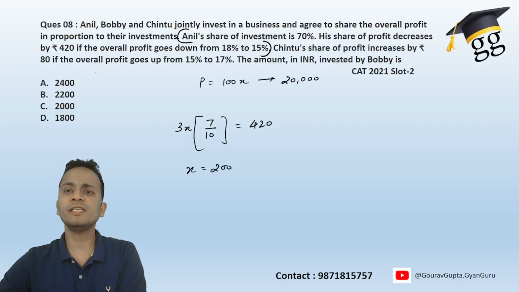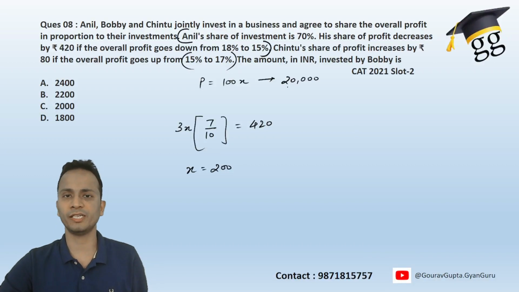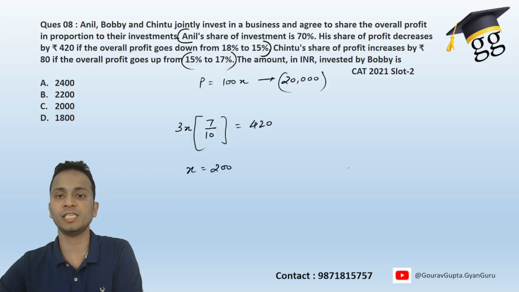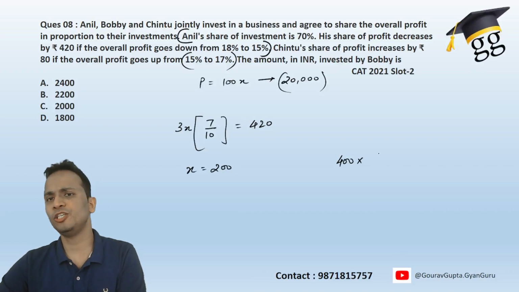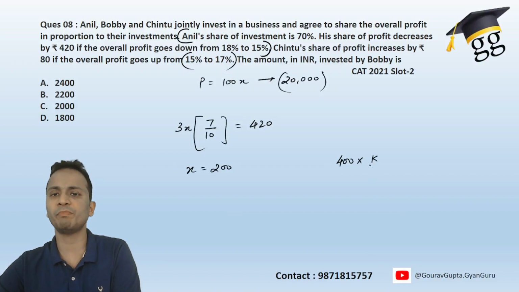Chintu's share of profit increases by rupees 80 when the profit goes from 15% to 17%. So 15% of 100x, or you can say 20,000, 17% of 20,000. So ये total investment हो गया 20,000, right? Okay, so 15% to 17%, 2% का change है, that is 400, right? And let's say Chintu's percentage share is K, so K percentage he will get, and that is given as 80.